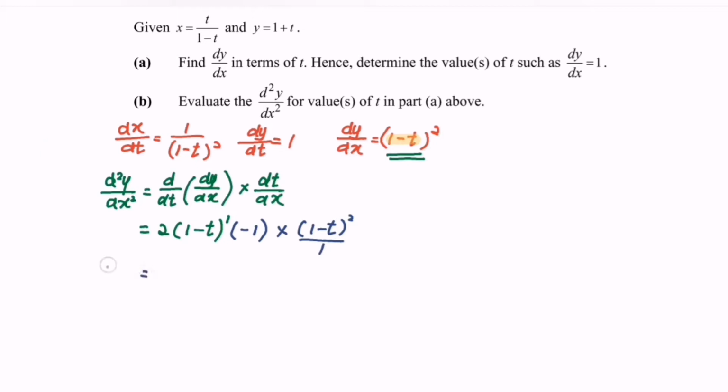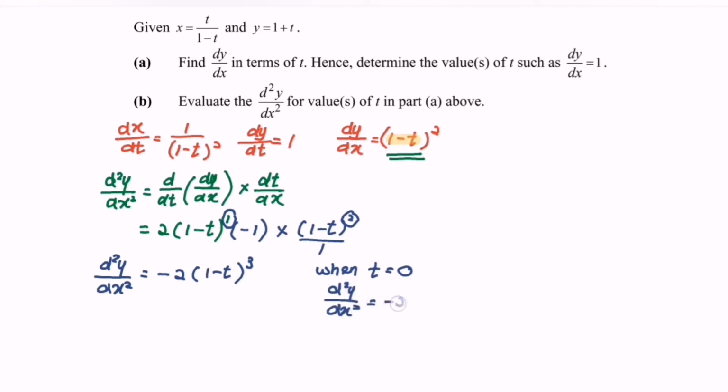So finally, we have the second derivative equal to negative 2(1 minus t) to the power of 3, because by the law of indices, 1 plus 2 will be equal to 3. Now we are going to find the value of the second derivative for the values of t in part A. First, when t is equal to 0, if we substitute the value of t, we will have the second derivative equal to negative 2.